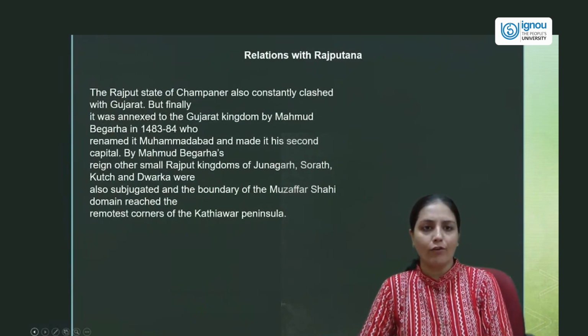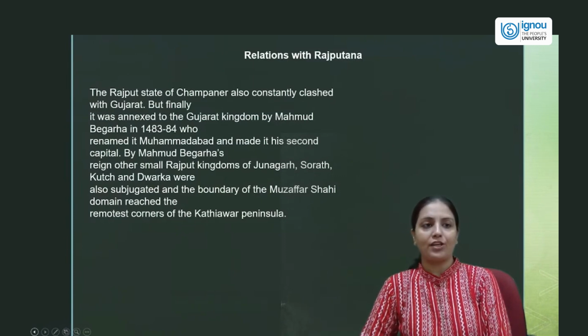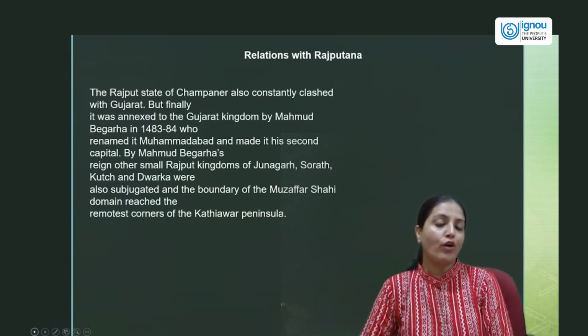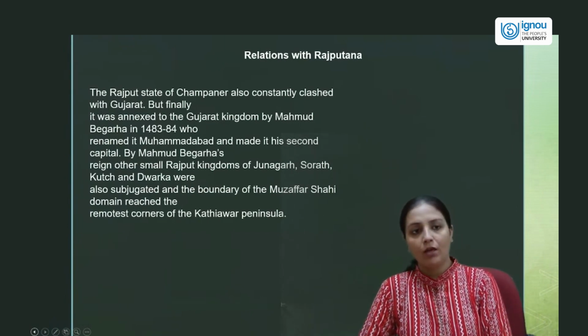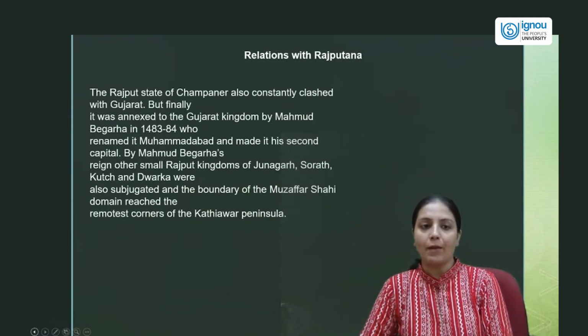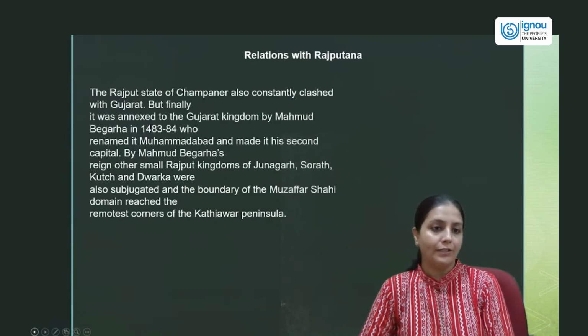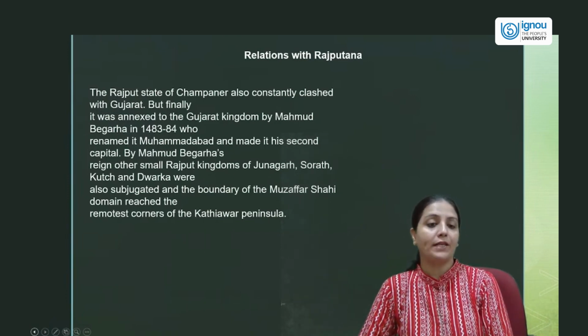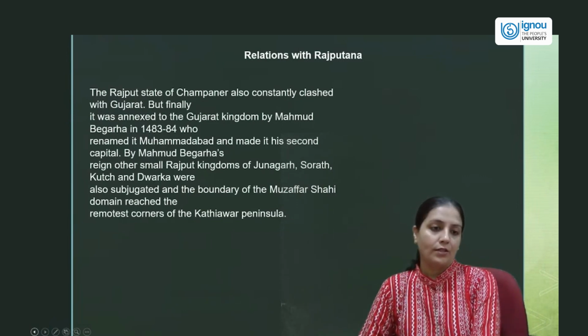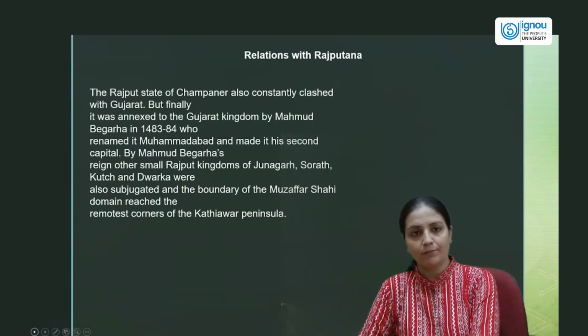Next is relations with Rajputana. The Rajput state of Champaner also constantly chased with Gujarat. But finally, it was annexed to the Gujarat kingdom by Mahmud Bighara in 1483-84, who renamed it Muhammadabad and made it his second capital. By Mahmud Bighara's reign, other small Rajput kingdoms of Junagadh, Sorat, Kutch, and Dwarka were also subjugated, with the boundary of the Muzaffar Shahi domain reaching the remote corners of the Kathiawar Peninsula.